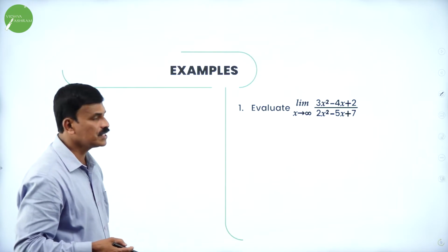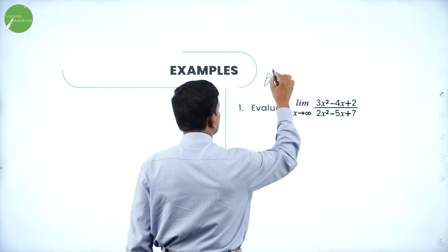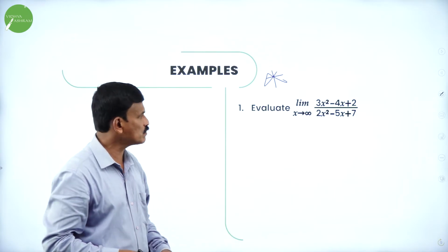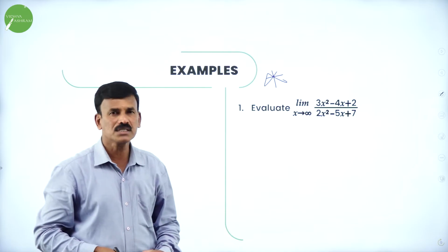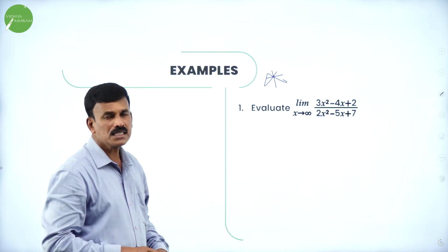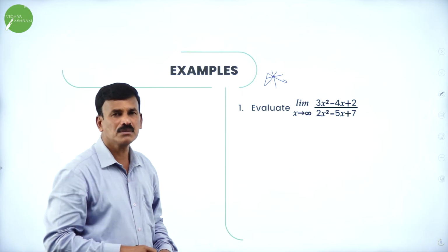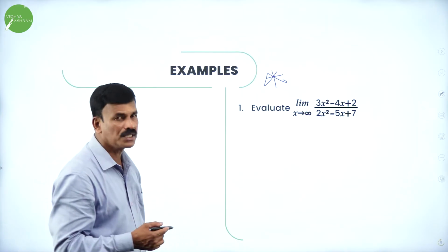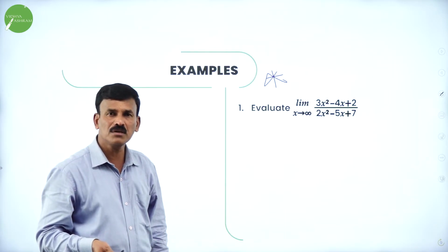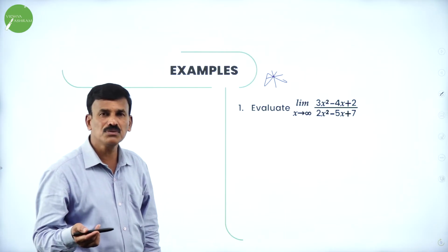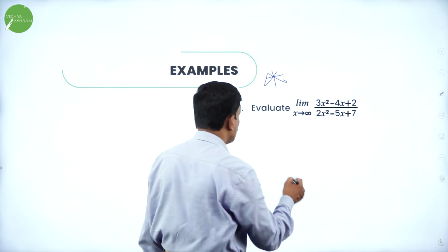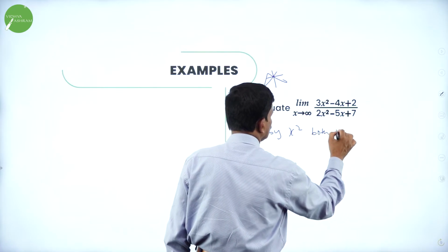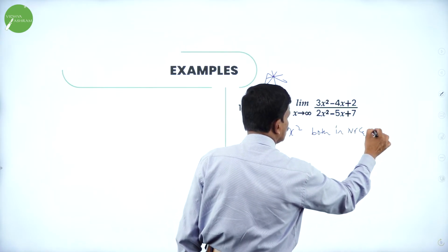Evaluate, this is a very important type of problem. Evaluate limit x tends to infinity of 3x square minus 4x plus 2 divided by 2x square minus 5x plus 7. Now let us divide both numerator and denominator by the highest degree term. Here the degree of x in the numerator is 2 and the degree of x in the denominator is also 2. So divide both numerator and denominator by x square.